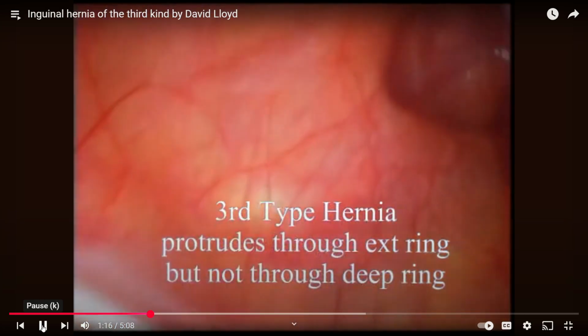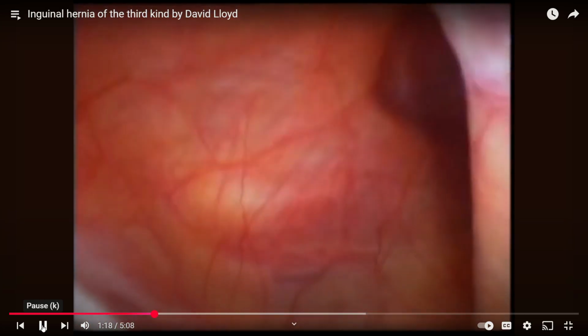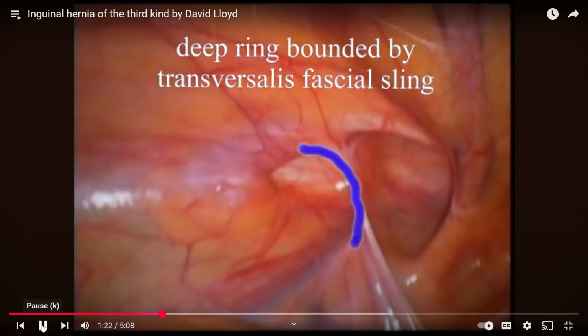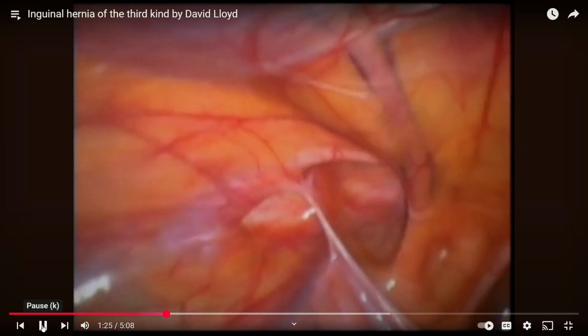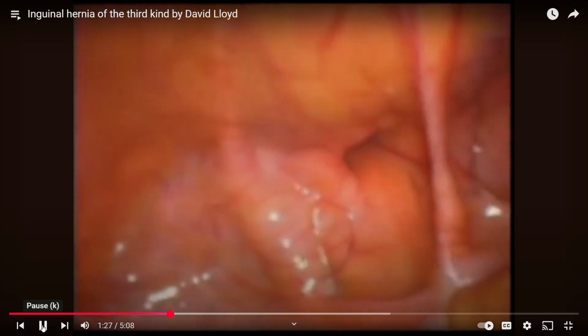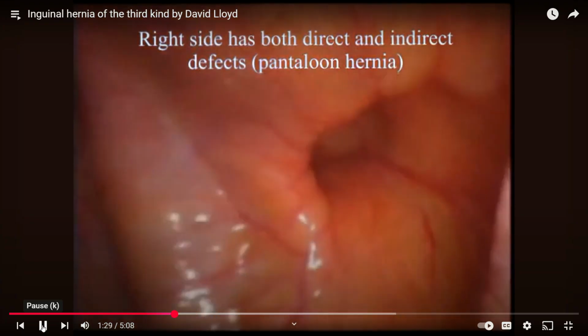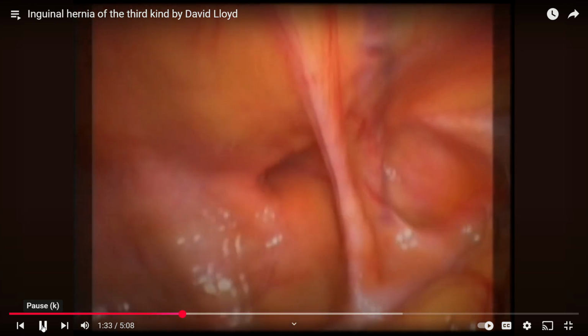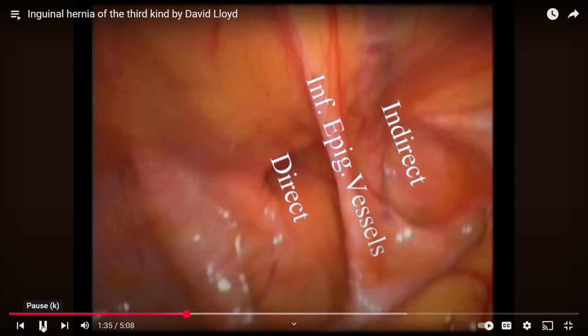The defect here is medial to the deep ring, representing a third hernia which passes through the canal out through the external ring. This demarcates the true deep ring itself. The same patient has a direct hernia on the right and an indirect hernia, representing a classic pantaloon hernia straddling the inferior epigastric vessels.